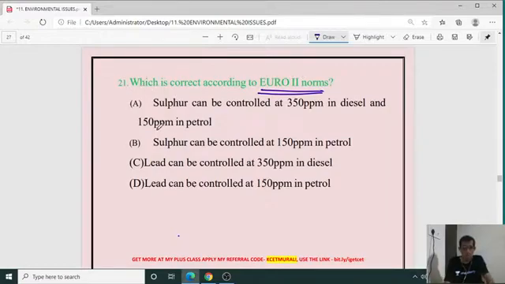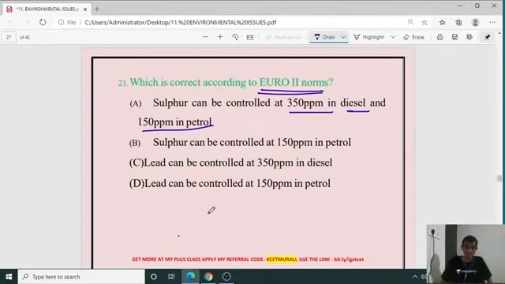So the 21st: sulfur can be controlled to 350 ppm in diesel and 150 ppm in petrol. The content of sulfur governs the amount of sulfur oxide emission to the air, or its contribution to air pollution. So sulfur can be controlled at 350 ppm in diesel, whereas in the case of petrol it is 150 ppm.